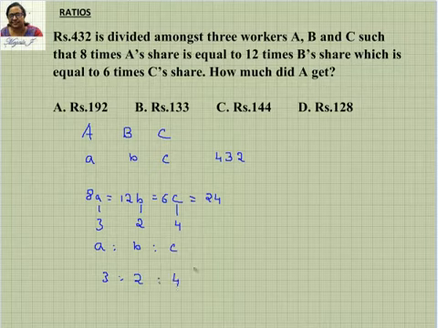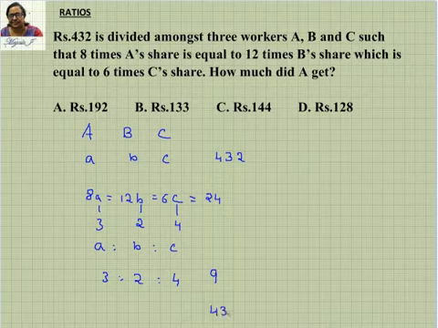Once you have the ratios, how to find the values? The ratio box method, which I generally use, is to take this 3 is to 2 is to 4, add the three ratios and write it here. 3 plus 2 is 5, 5 plus 4 is 9. And the total quantity, whichever quantity is given, you write it here. Now the total quantity is given as 432, so I'm going to write 432 here.